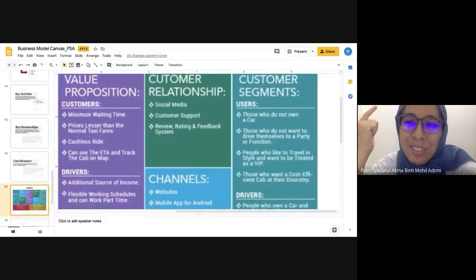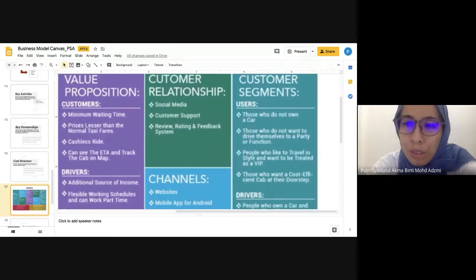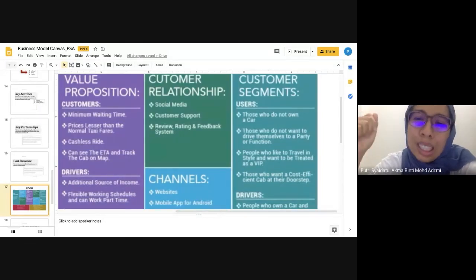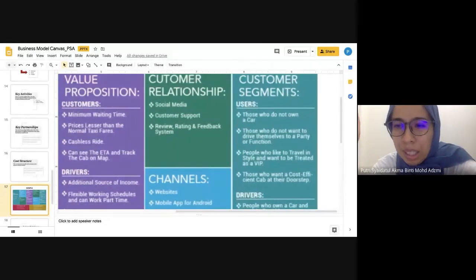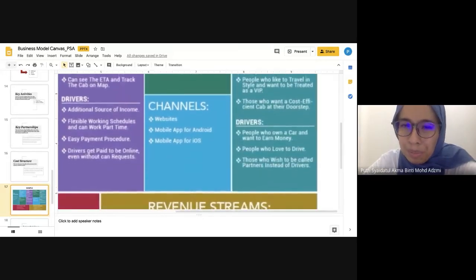And this is also catering to a very niche, sometimes going into the value, so it's not just necessity based. For those people who like to travel in style and want to be treated as a VIP, because you get to choose the kind of car that you want to have, right? So this can be part of your value, your travel in style. And sometimes those who want a cost-efficient cab at their doorstep. So that's when we were talking about the prices earlier. Yeah, very cheap price.